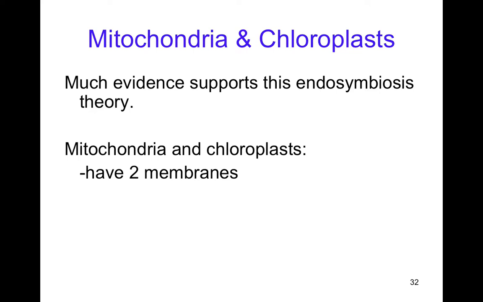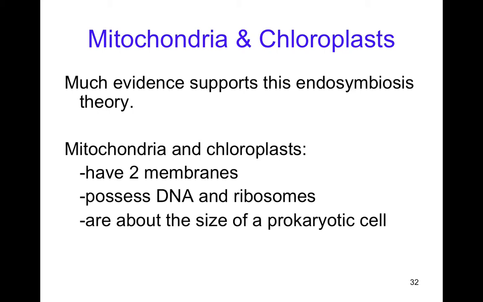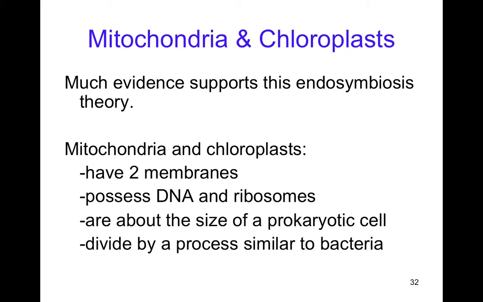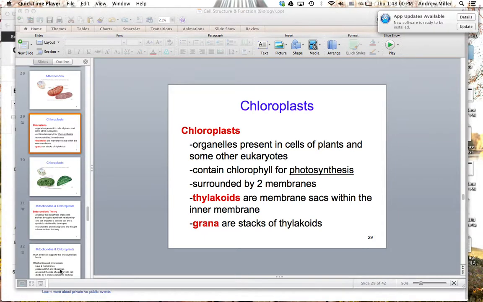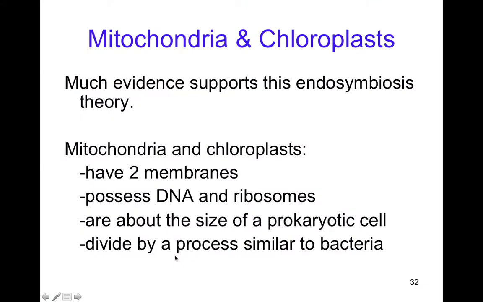First, mitochondria and chloroplasts have two membranes and not one. They possess their own unique set of DNA and ribosomes, and they're about the same size as a normal prokaryotic cell. And also they divide by a process very similar to the process bacteria use. So looking at this, I would definitely say this is an eligible essay question. We'll discuss this further in class, but just write that down, keep in mind that's definitely an essay question, in addition to how proteins are transported throughout the cell.